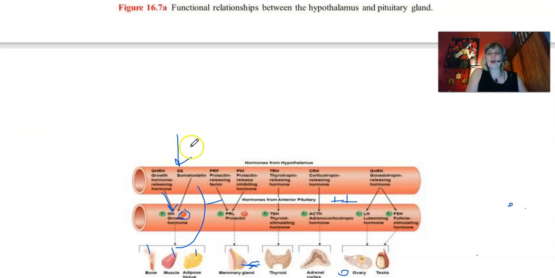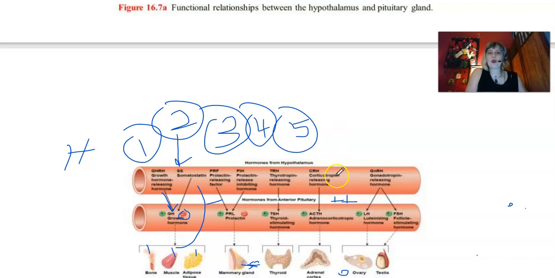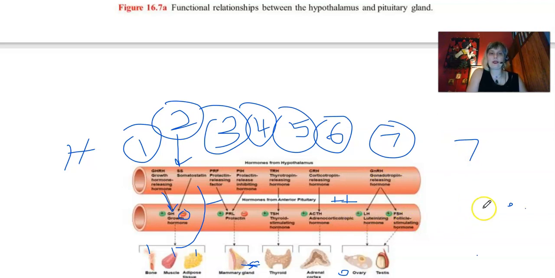All right, so to conclude, how many hormones do we have in the hypothalamus? Well, we have 1, GHRH, 2, somatostatin, 3, PRF, 4, PIH, 5, TRH, thyrotropin releasing hormone, 6, corticotropin releasing hormone, and 7, gonadotropin releasing hormone. So we have 7 hormones in the hypothalamus, and we have 6 hormones in the anterior pituitary.